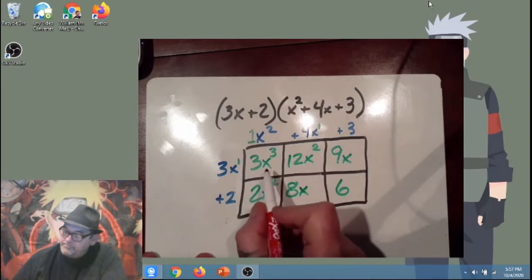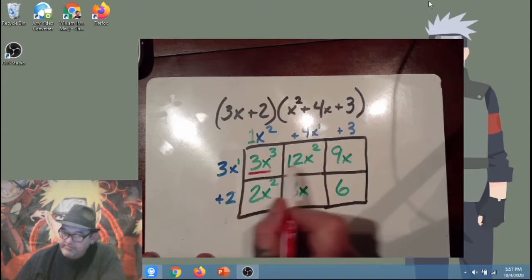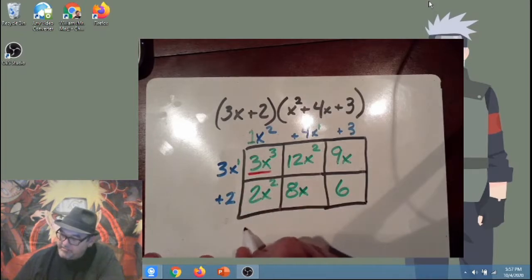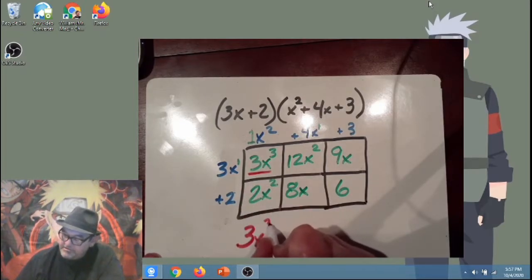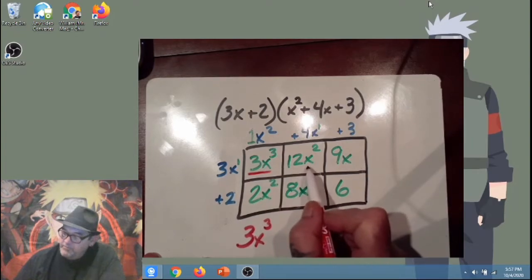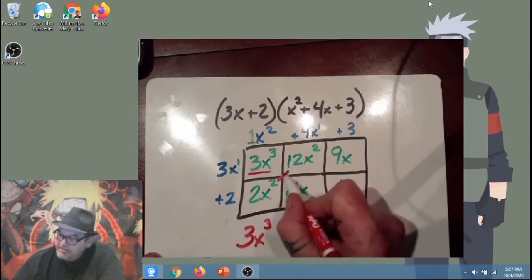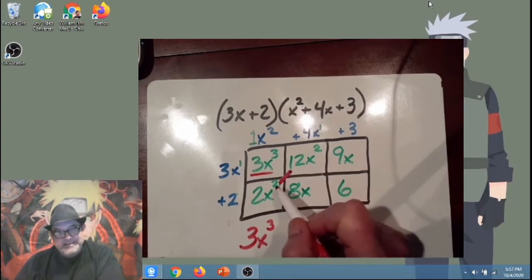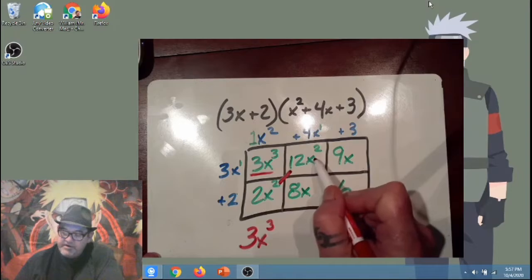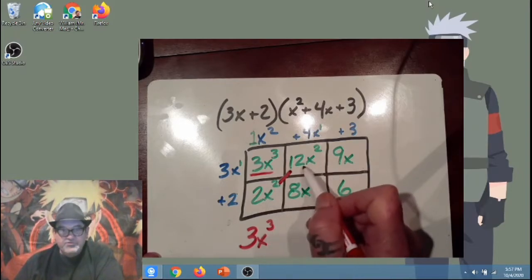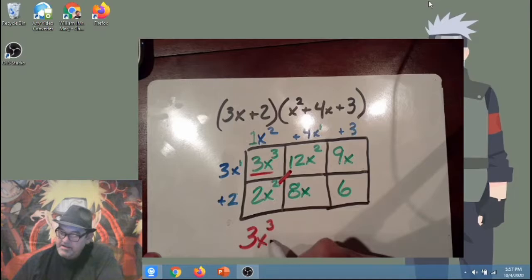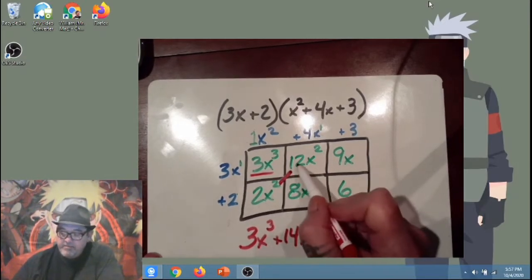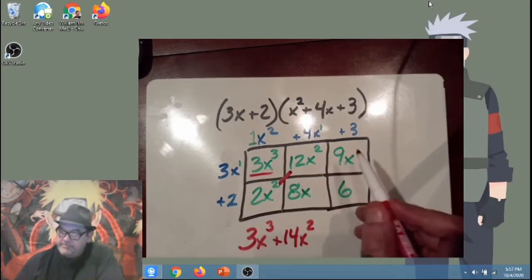So I start here with my biggest term, x to the 3rd. There's no other x to the 3rds, so I'm just going to go ahead and put that in my answer, 3x to the 3rd. x squared, well, just like with binomials, these boxes that connect diagonally like this are always going to be the same term. So I have x squareds here and x squareds here. So I know that I can combine these 2 boxes together. So 12 and 2 is 14. So 14x squared. And remember, I'm just combining the big numbers. The x squared stays x squared.